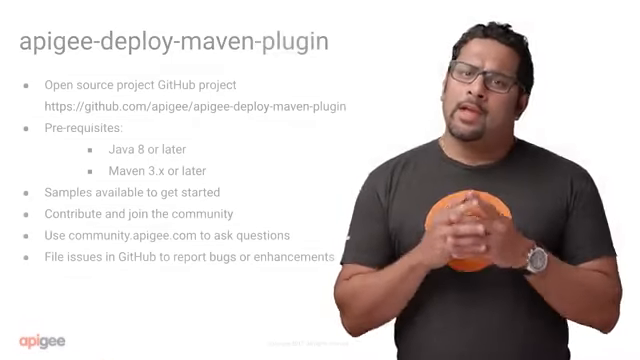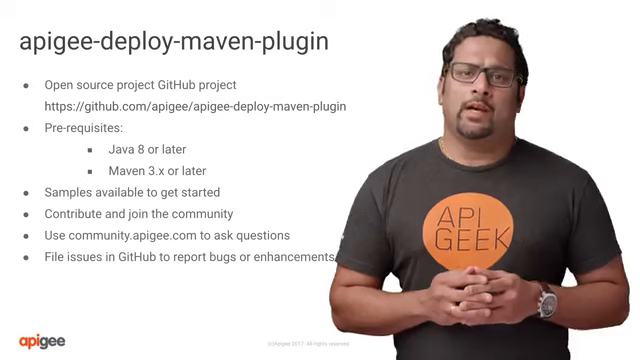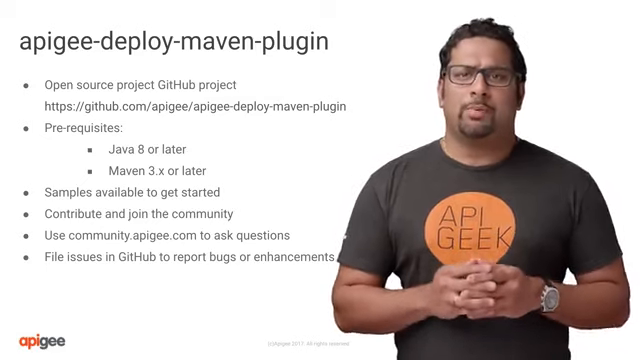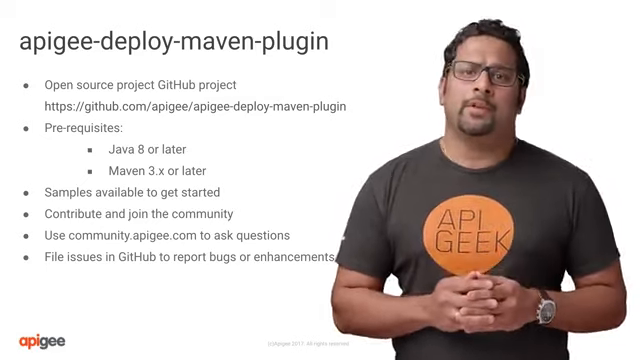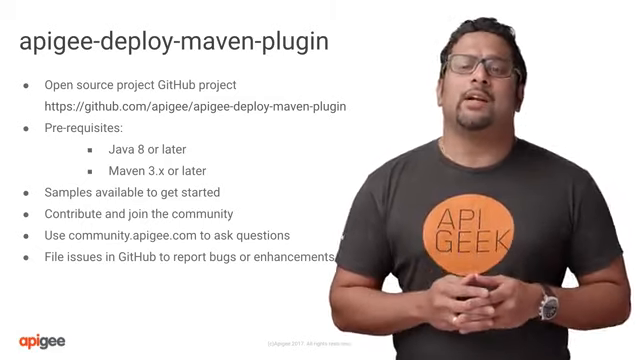Let's pick the Apigee Maven Deploy plugin and see how it helps in packaging and deploying proxy code to Apigee Edge. Apigee Maven Deploy plugin is an open-sourced plugin available in GitHub. The prerequisites for this plugin are Java and Maven. The GitHub project has samples that can enable you to get started quickly.